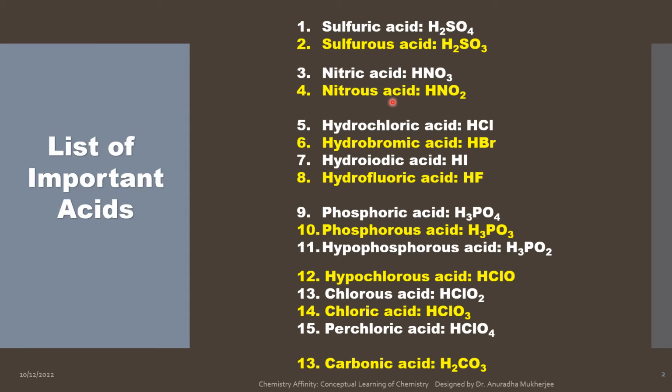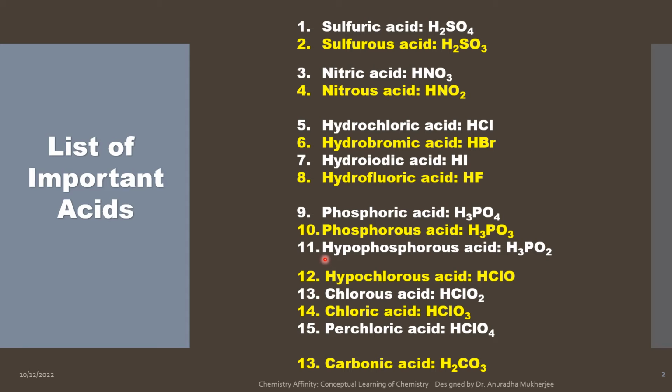These acids are nitric acid and nitrous acid. Similarly, here you can see in nitric acid, the number of oxygen atoms is 3. In nitrous acid, it is 2. 5 to 8, these are the acids which are made with halogens. We know that fluorine, chlorine, bromine, iodine are known as halogens. So using these halogens, we can make different types of acid like hydrochloric acid, hydrobromic acid, hydroiodic acid, hydrofluoric acid.